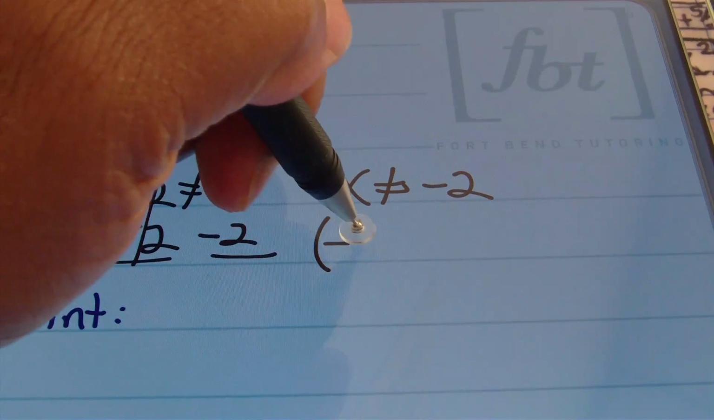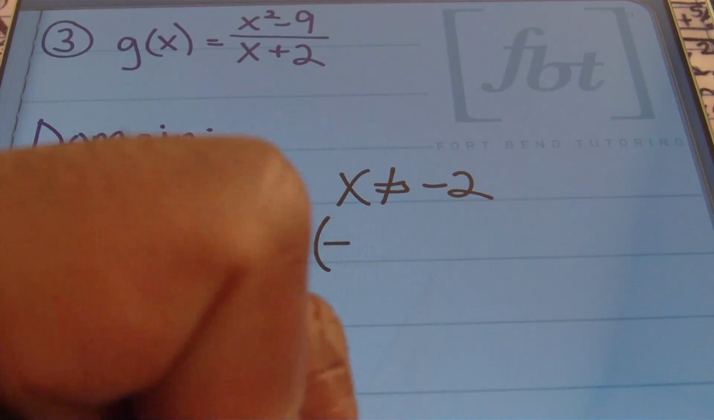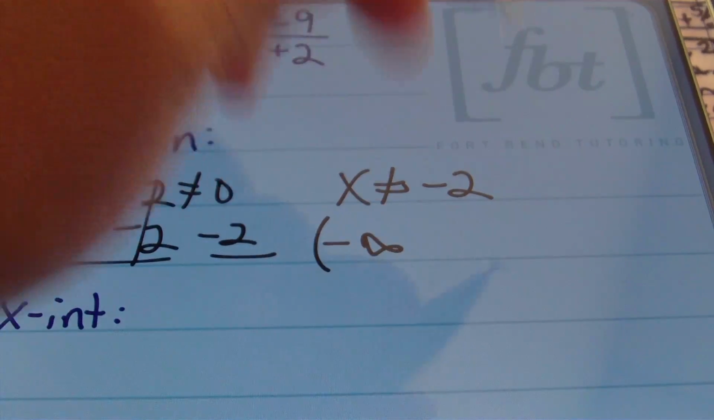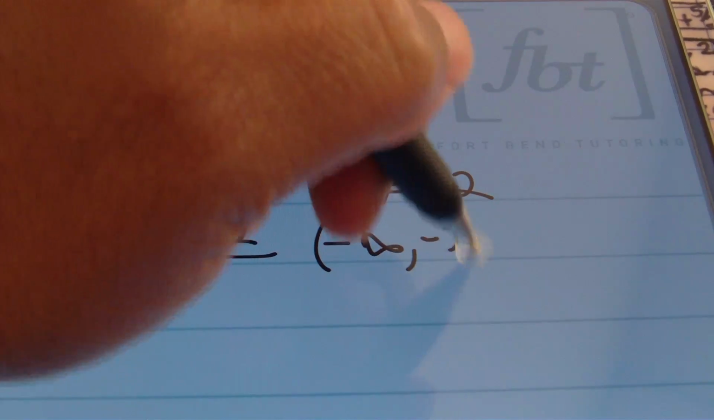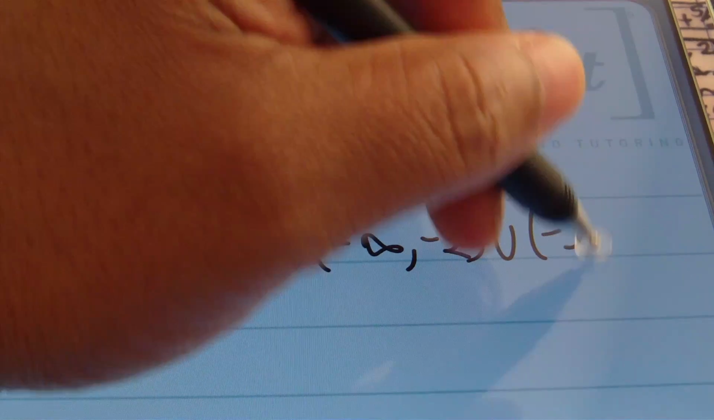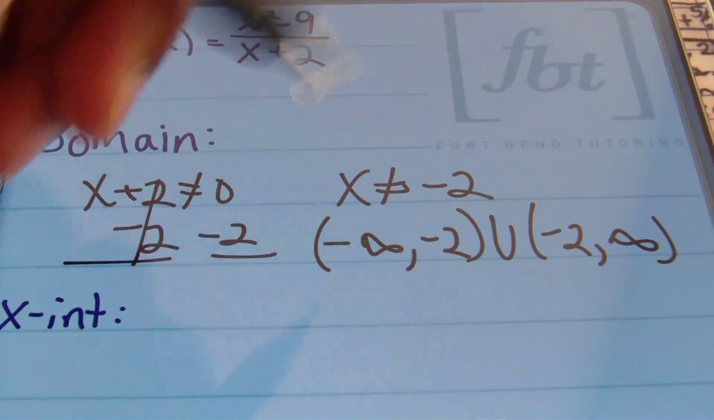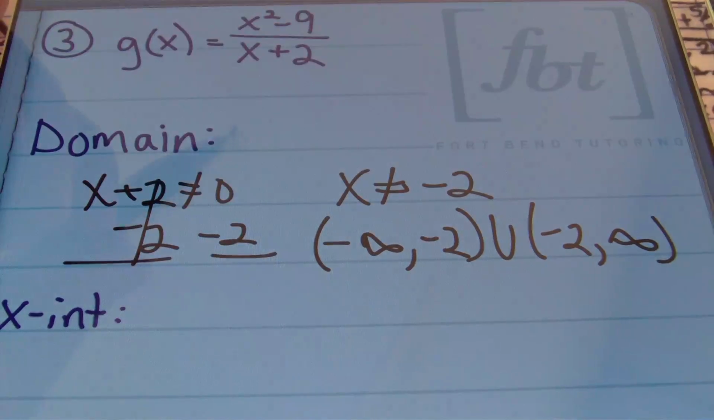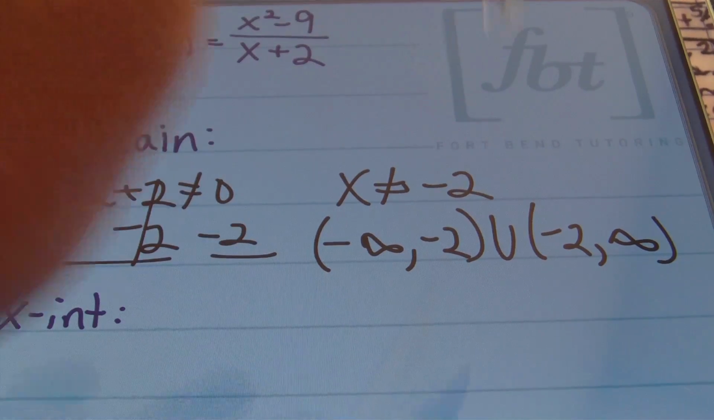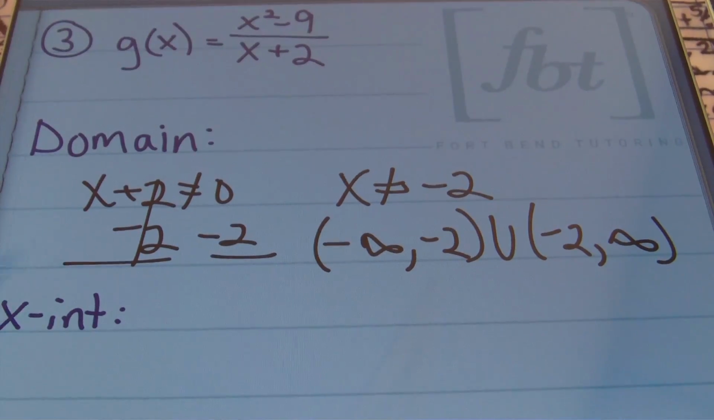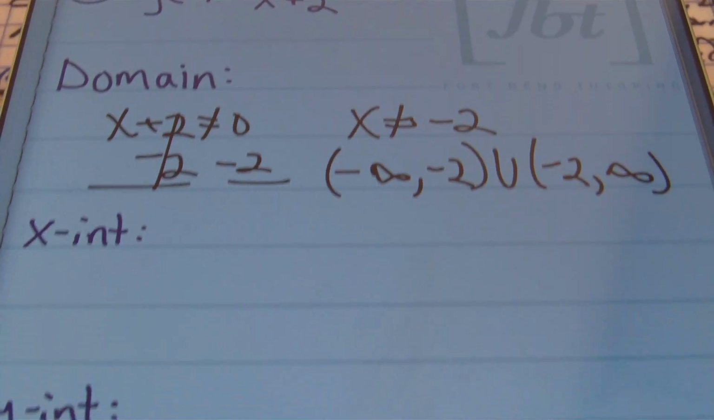I can show that this is going to be from negative infinity. Oh, that is ugly. Fixing it. That's a little better. Negative infinity to negative 2, union negative 2 to positive infinity. That's an ugly 2. Oh, I'm going to leave it be. Anyway, that's that. That is your domain right there. Okay? All right. Let's continue here.